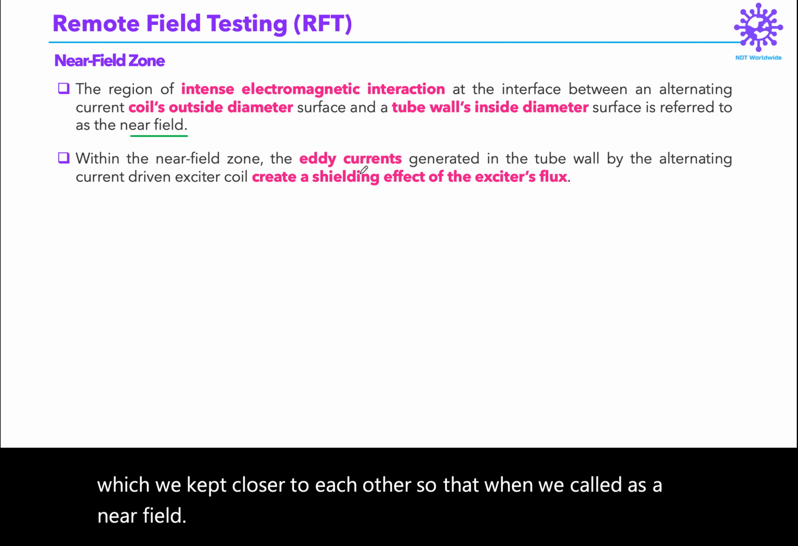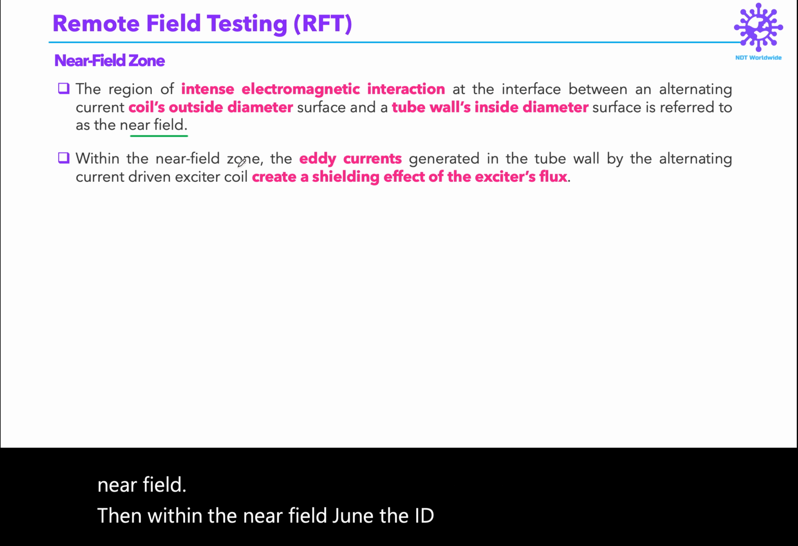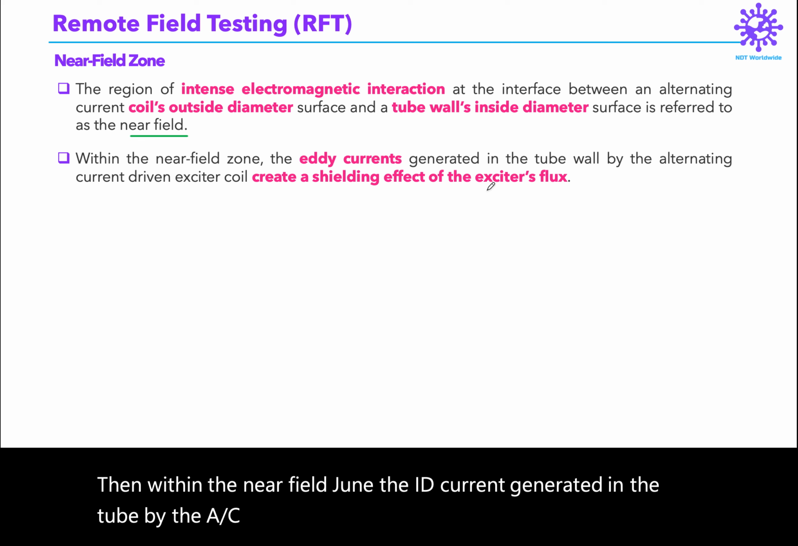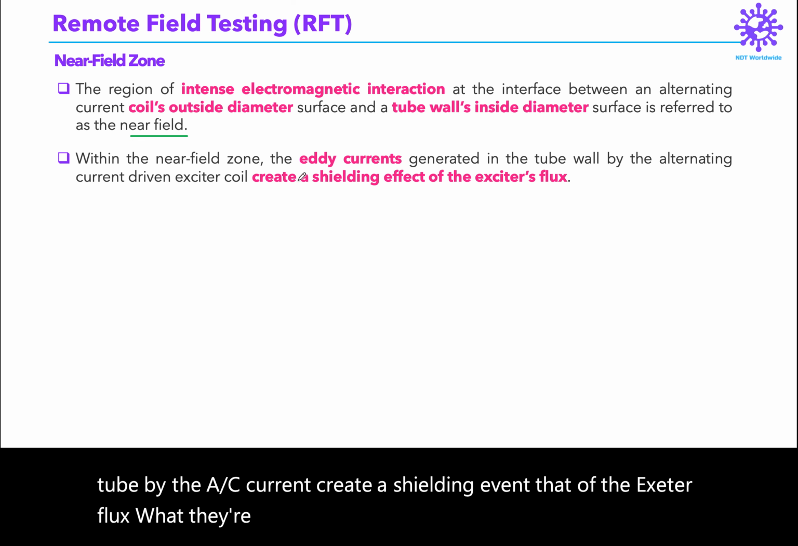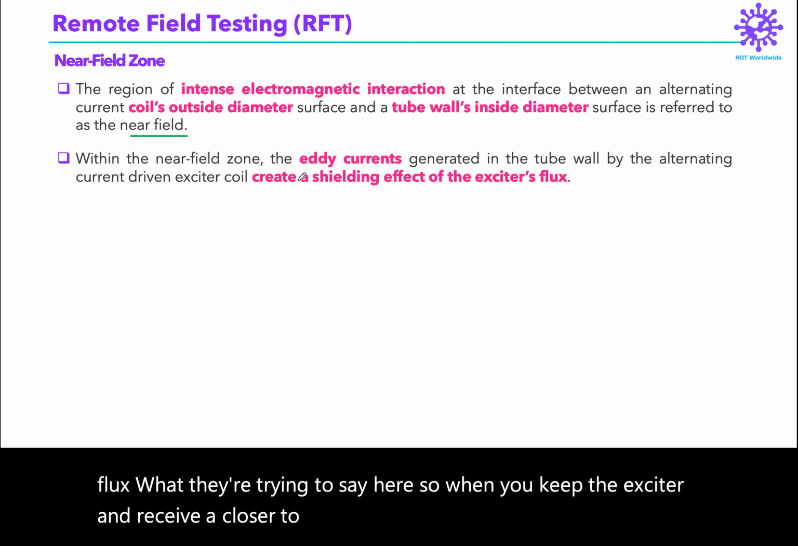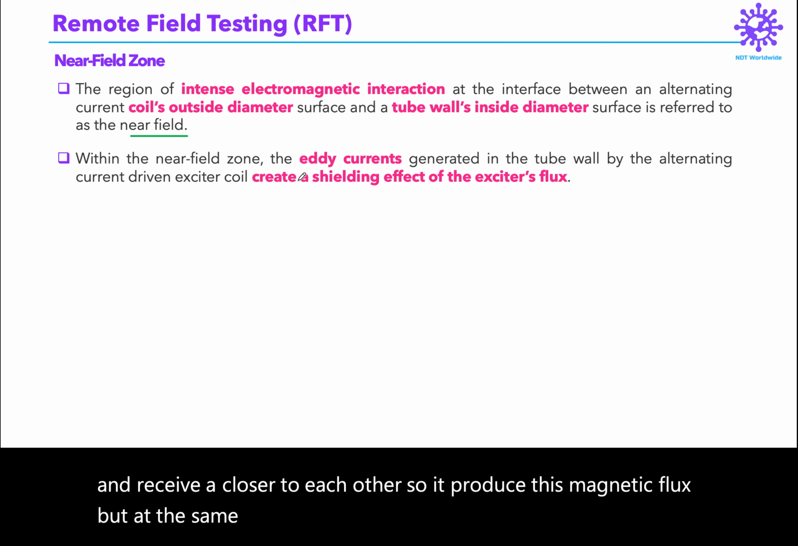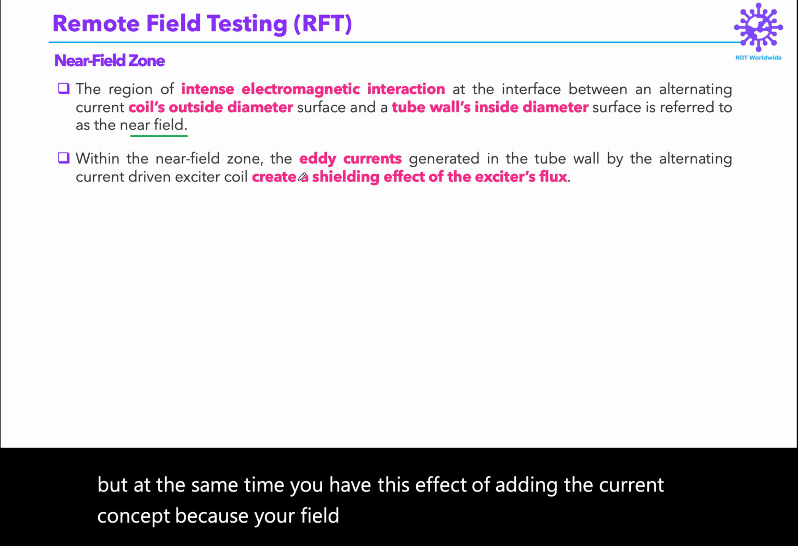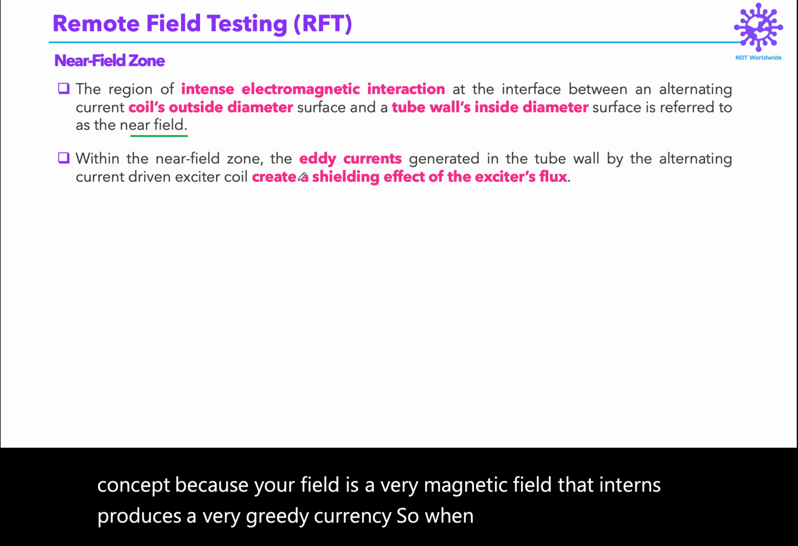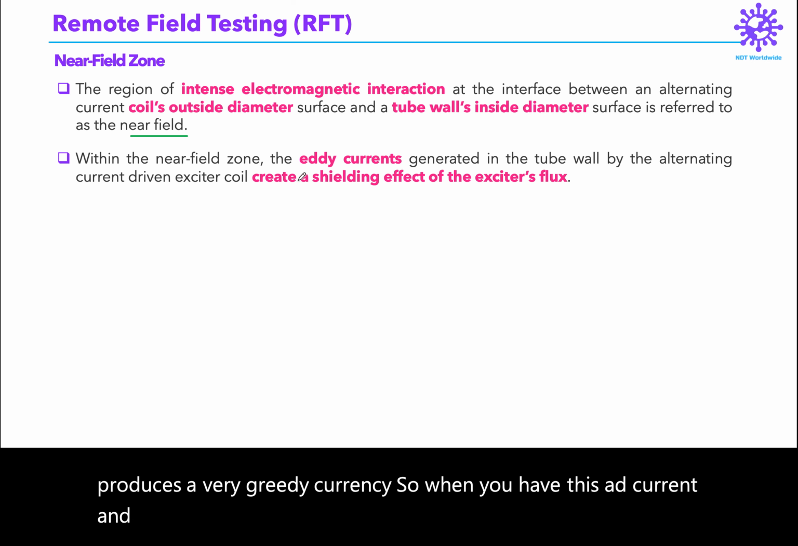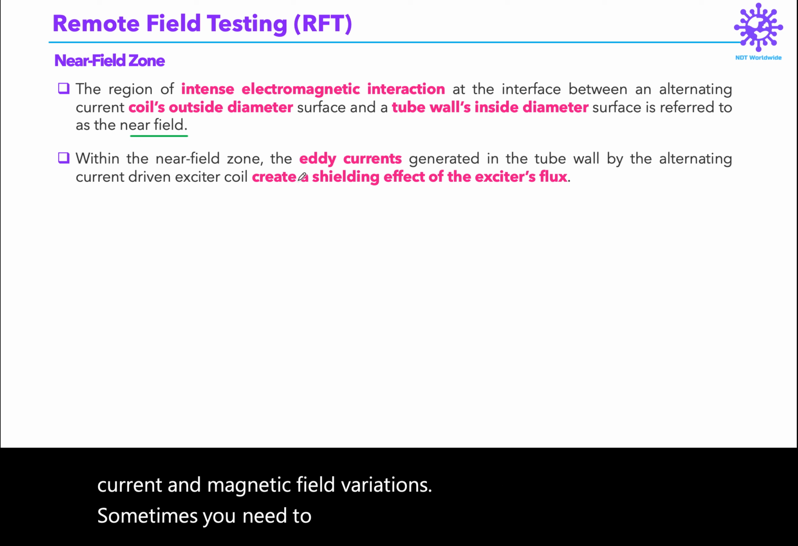Then within the near field zone, the eddy current generated in the tube by the AC current creates a shielding effect on the exciter flux. What they're trying to say here is that when you keep the exciter and receiver close to each other, they may produce this magnetic flux, but at the same time you have the eddy current effect, because your field is a varying magnetic field that in turn produces a varying eddy current. So when you have this eddy current and magnetic field variation, sometimes you need to monitor closely.